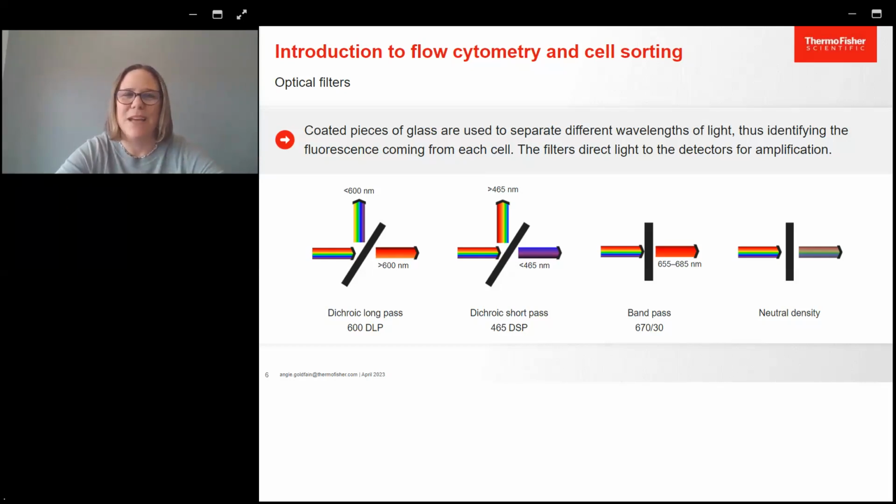A dichroic long pass, which lets some light pass through and reflects others. A dichroic short pass, which lets the shorter light pass through and reflects the others. A band pass, which lets a specific band of light come through. And then neutral density, which just generally dims everything down, kind of like sunglasses for that signal. The same process of filtering and bouncing light is used for both scattered and fluorescent light sources. And these filters direct the light directly to the detectors for amplification and processing of that light.